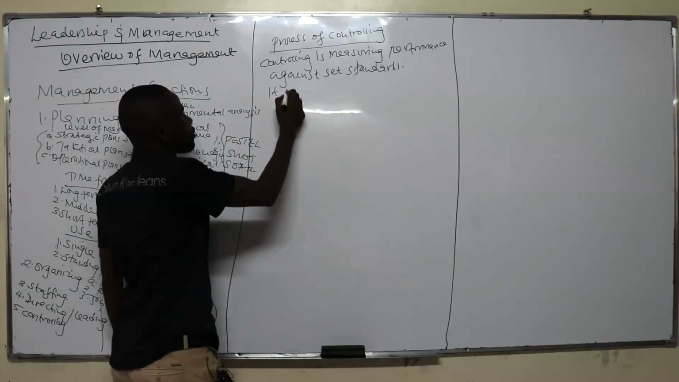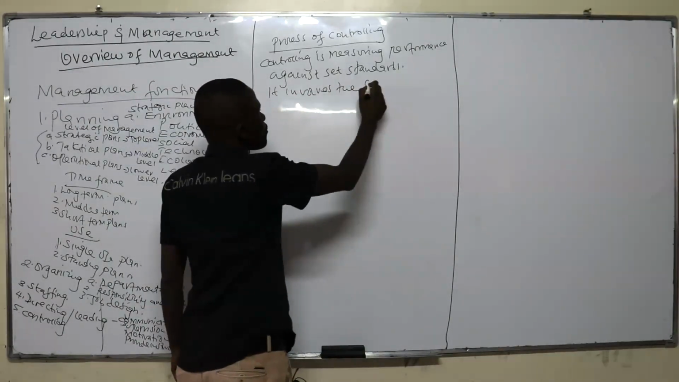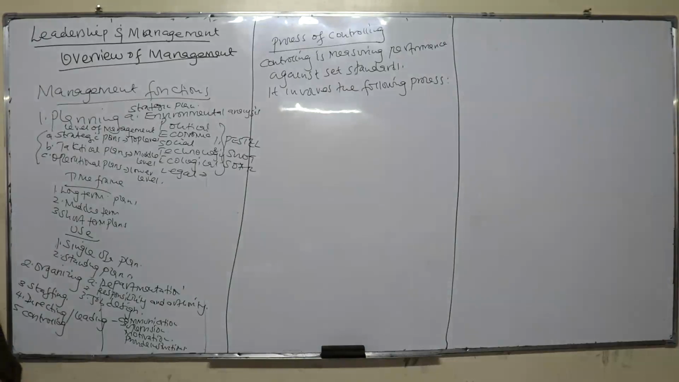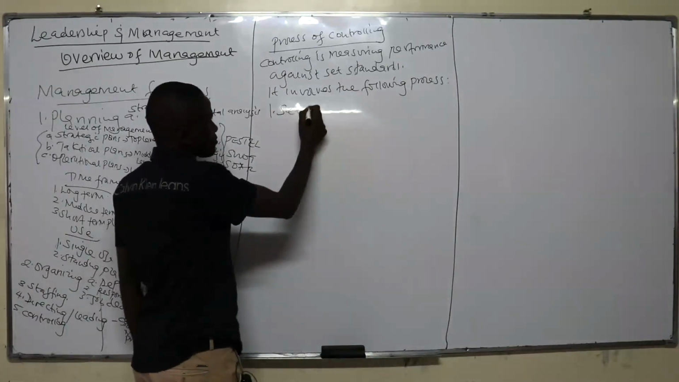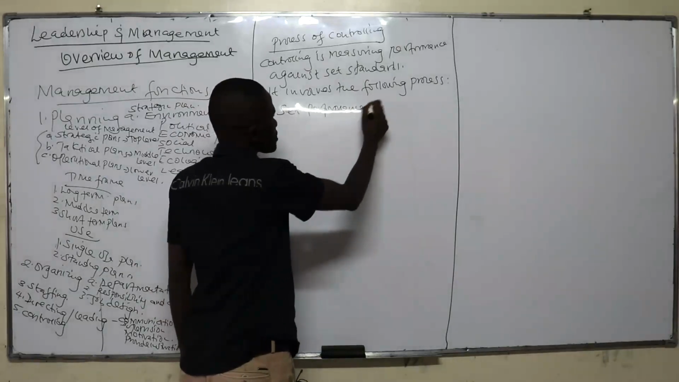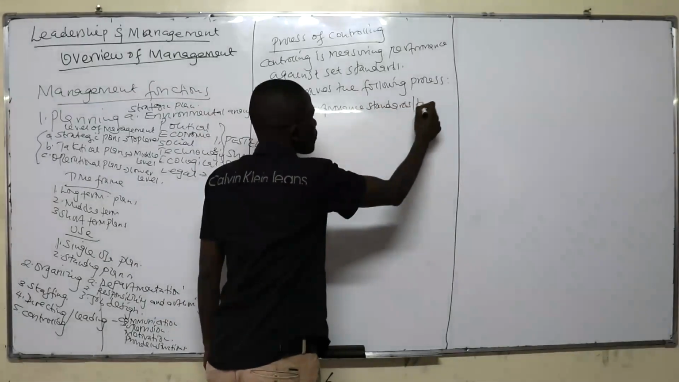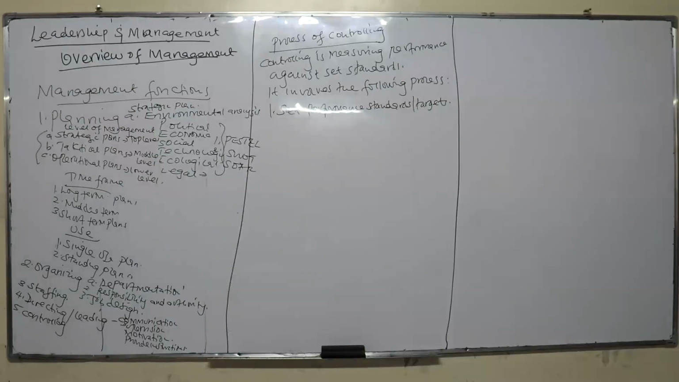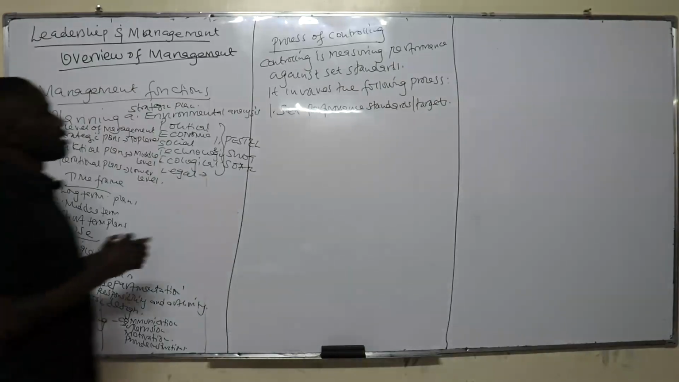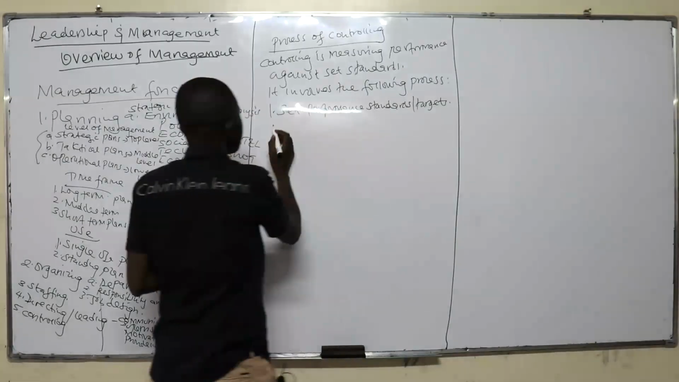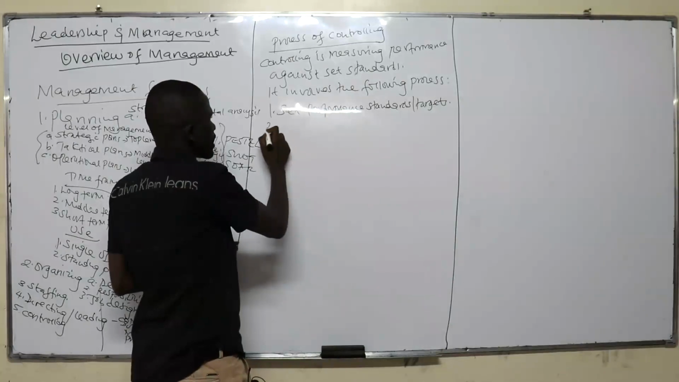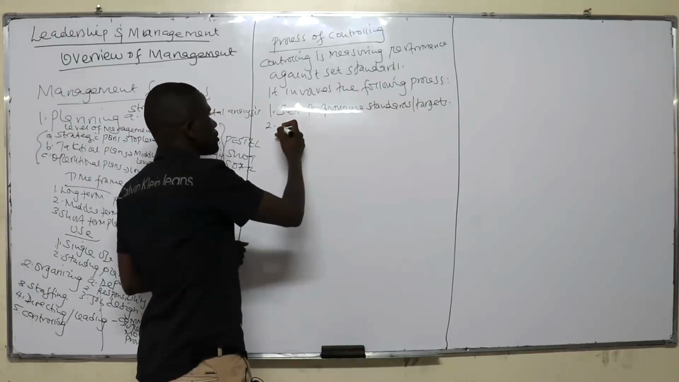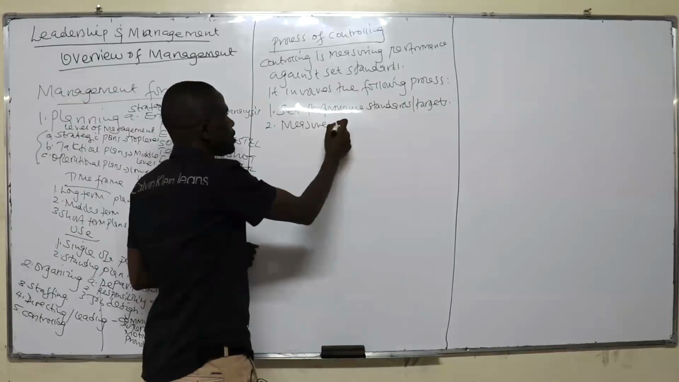And it involves the following process. So the process of controlling, one, is setting performance standards or targets. For instance, in the organization, we may set that we want to achieve this amount of profit or this amount of revenue. Those are targets. So once we set the performance standards, targets, and even communicate them, then measure actual performance.